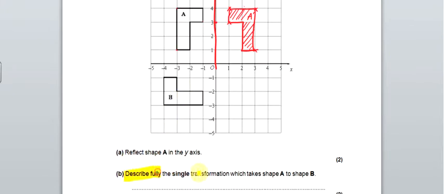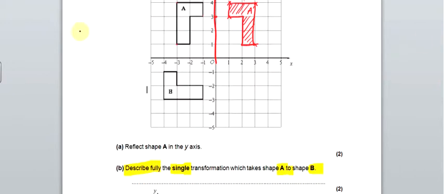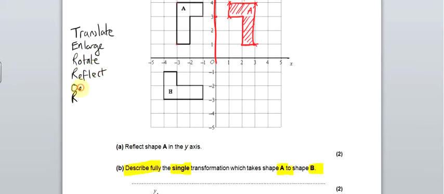Describe fully the single transformation which takes shape A to B. So, going from A to B. Now, when you're doing one of these, you might find it helpful to think of TERROR, because this covers the various options you've got. So, you've got translate, that's sliding. You've got enlarge. You've got rotate. And reflect, or you end up resitting, although that is becoming less of an option for many of you.